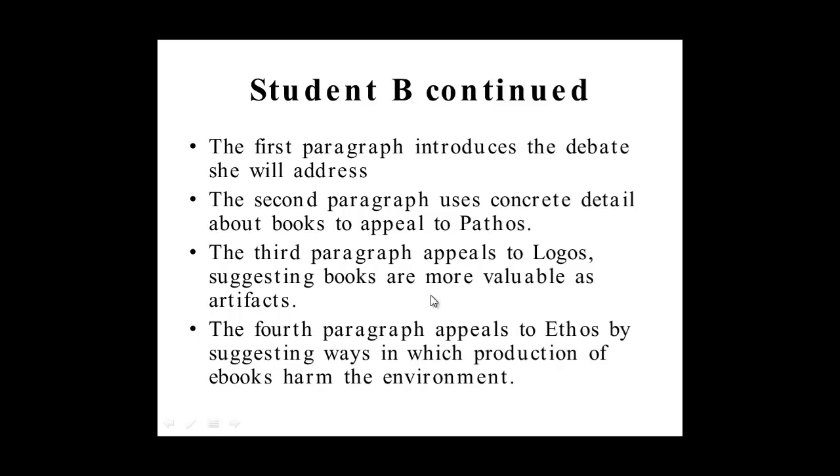The first paragraph introduces the debate student B will address. The second paragraph uses concrete detail about books to appeal to pathos. Again, it's an emotional appeal. The third paragraph appeals to logos, suggesting books are more valuable as artifacts. Again, that's an appeal to reason and the intellect. The fourth paragraph appeals to ethos by suggesting ways in which production of ebooks harm the environment.